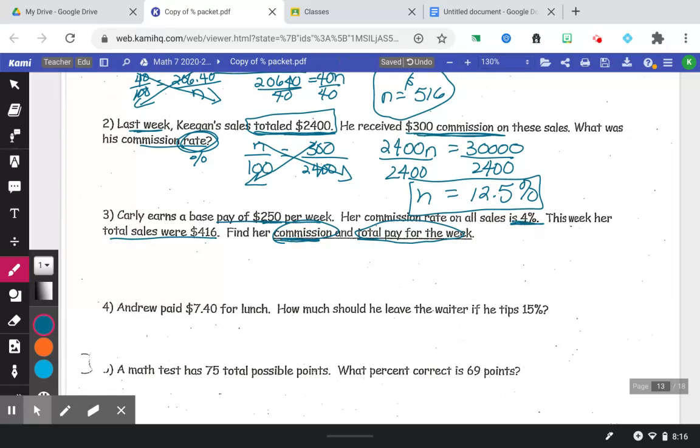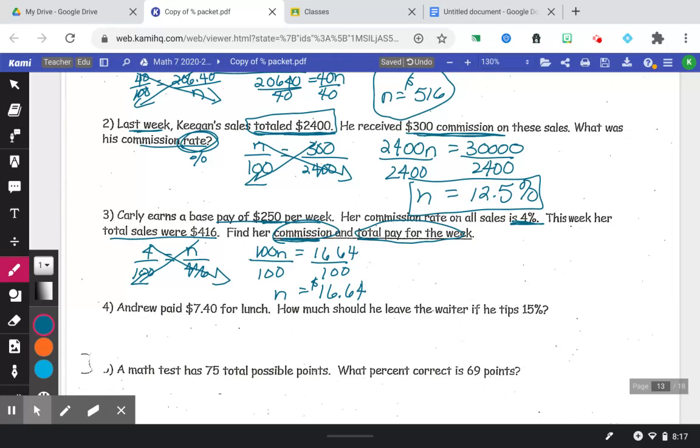It says the rate is 4%, so I'm going to do 4 over 100. I'm looking for the part, or how much she will get in commission, and her total sales were $416. There's your setup. So we're going to do our cross products, and I get 100N equals 1,664. Divide both sides by 100. And she will earn $16.64 in commission.